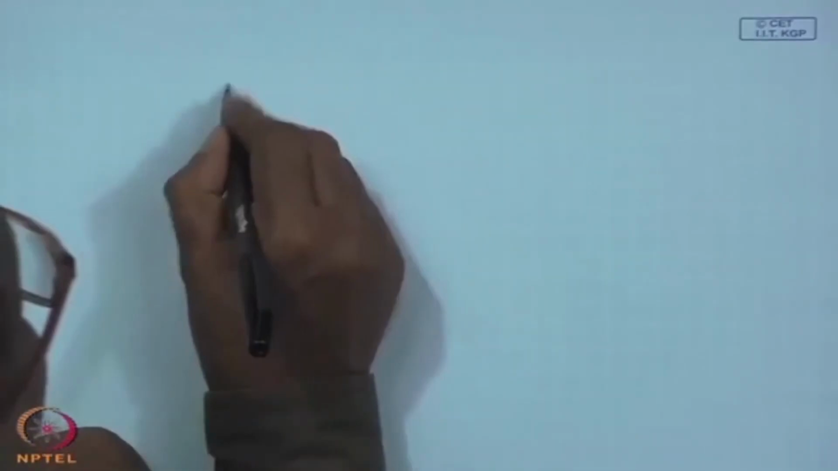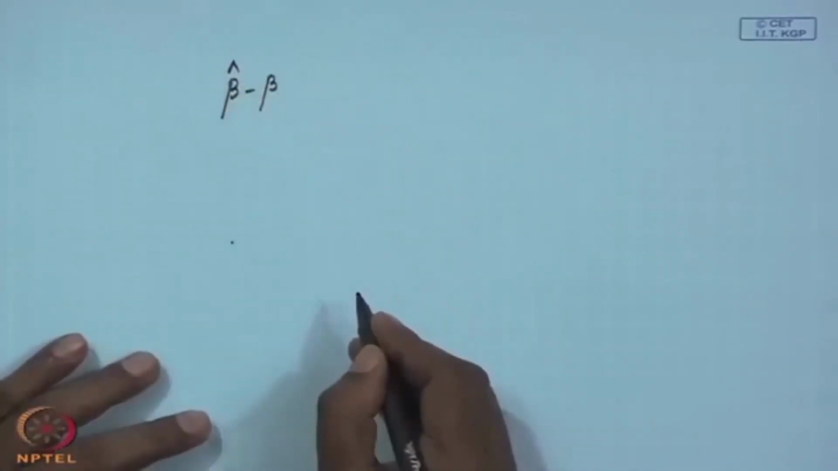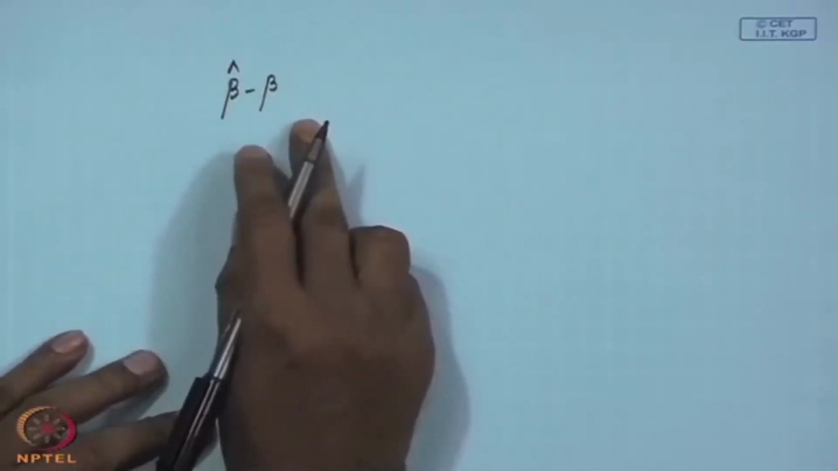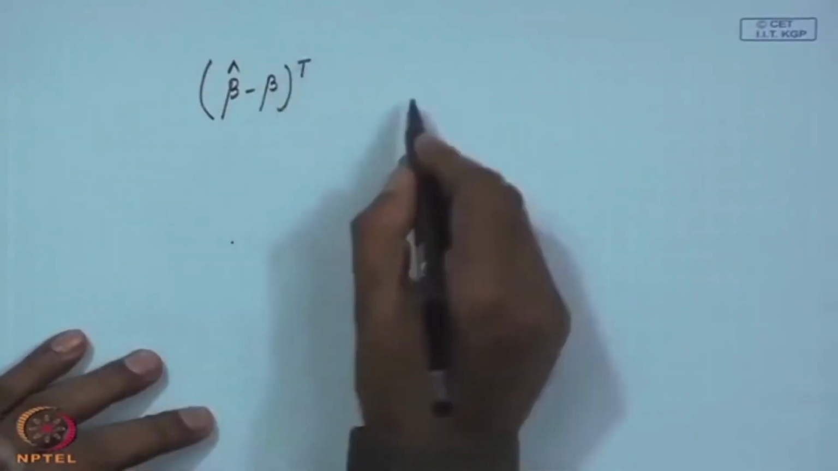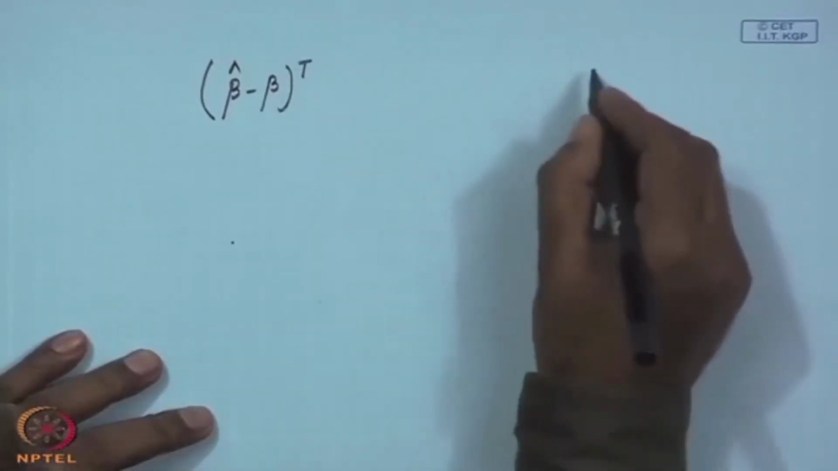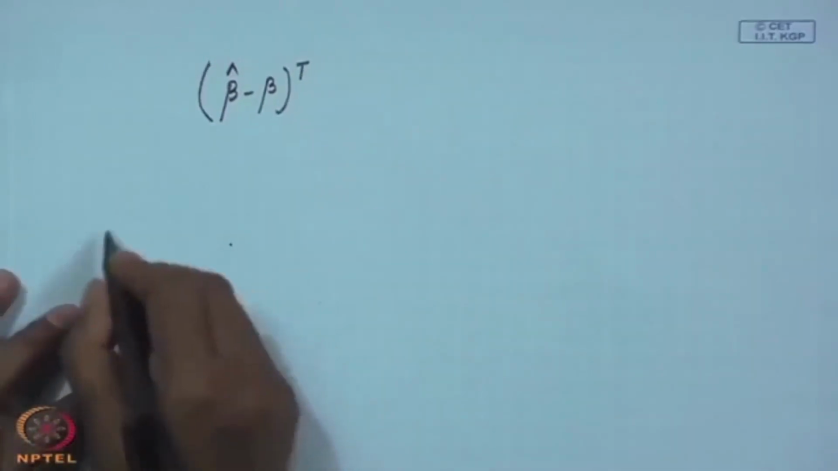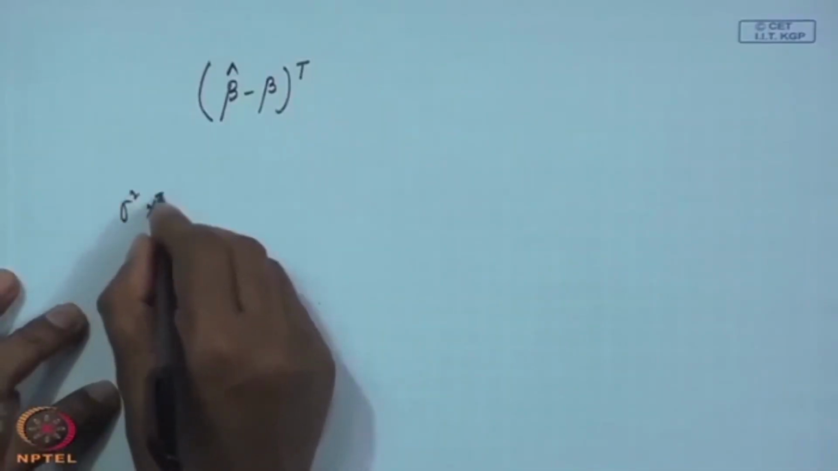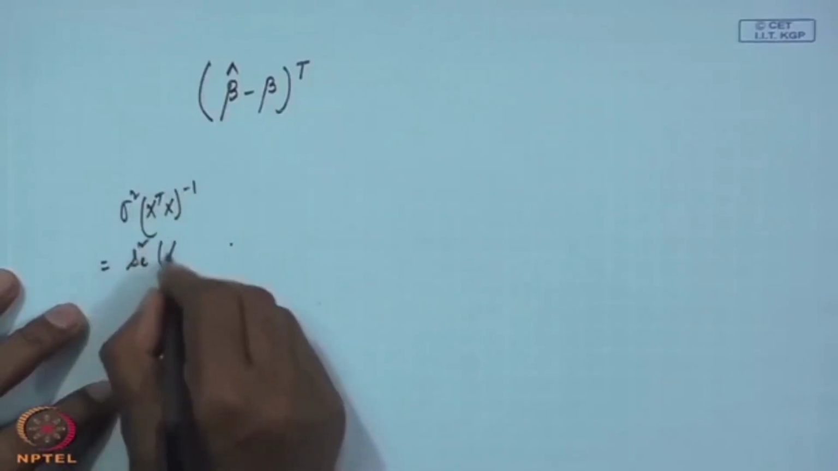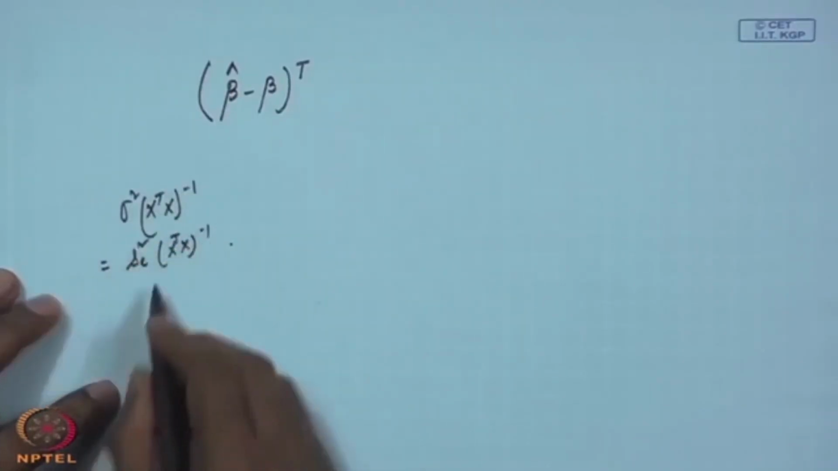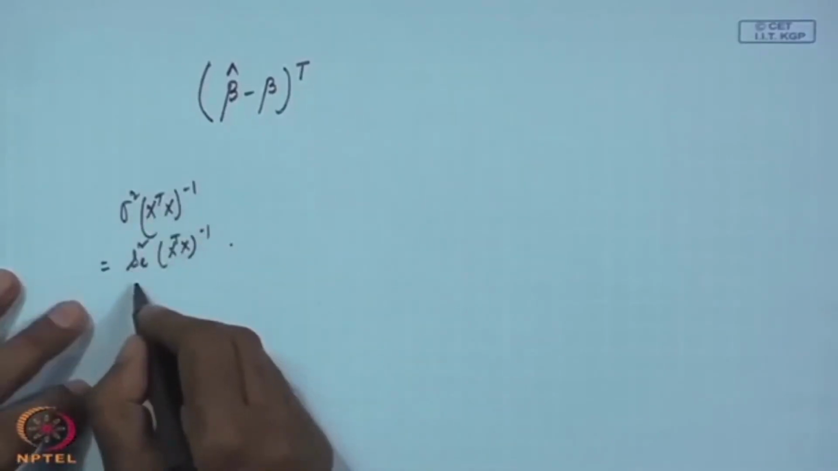So, can we not write like this, beta cap minus beta, that is x bar minus mu, similar type of things, this transpose, there was S inverse. S is the covariance matrix. So, our covariance matrix is sigma square x transpose x inverse, which we can write as S square x transpose x inverse. So, what do you want? Inverse of this, that means x transpose x by S square.